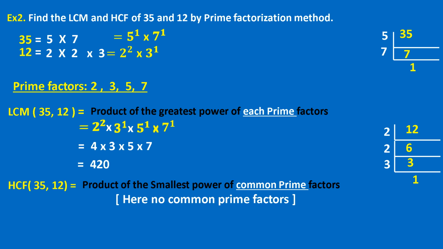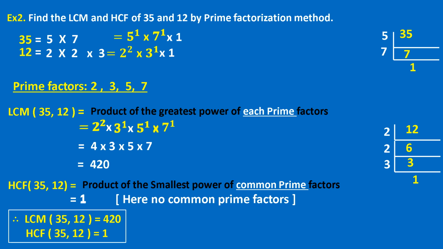So that's why any number we can write as into 1. So 1 is also a factor of every number. So that's why 35 into 1 and 12 also into 1. So now 1 is a common factor for 35 and 12. So therefore LCM of 35 and 12 is 420 and HCF of 35 and 12 is equal to 1.